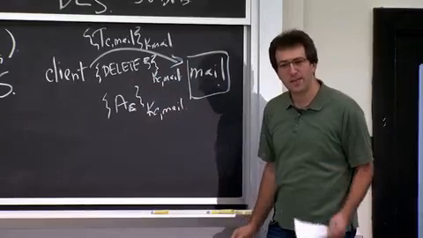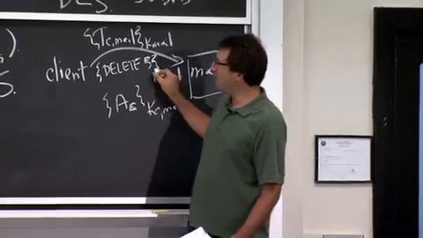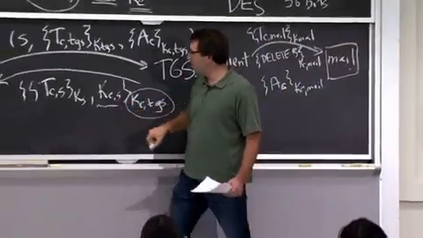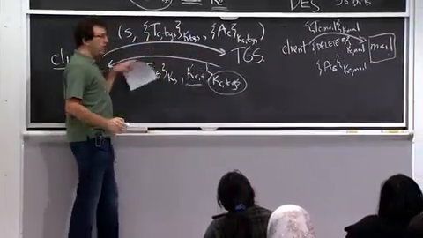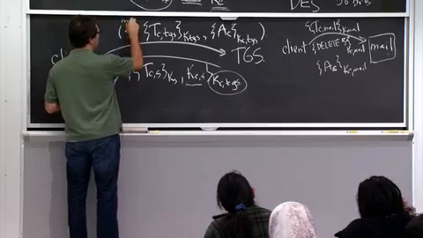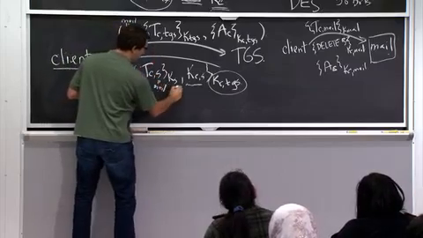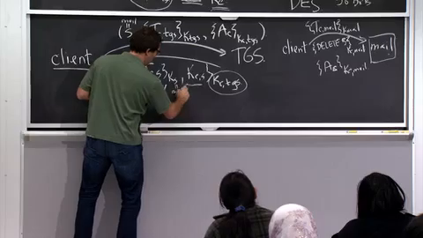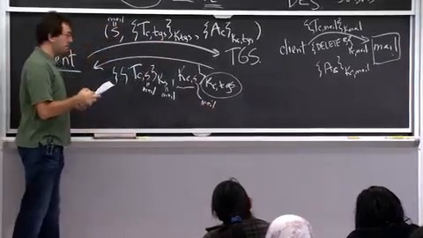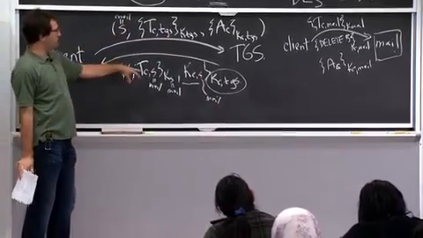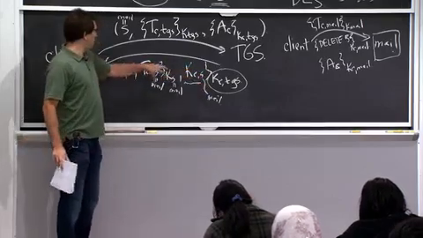Make sense? Other questions? So the client gets KC mail from this response. When the client wants to talk to the mail server, it's going to ask the TGS for a ticket for the mail server. And here, S is basically this mail server's principal name. So when it comes back, S equals mail, and this server key is K mail, and this KCS is actually KC mail. So this is how the client learns of the shared key that it has between it and the mail server. And there's a copy of it inside the ticket as well.